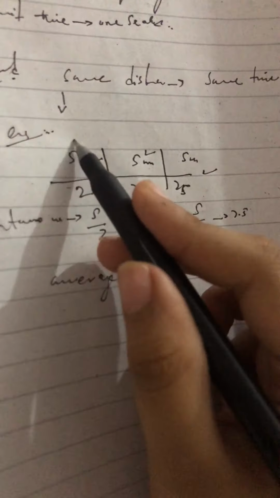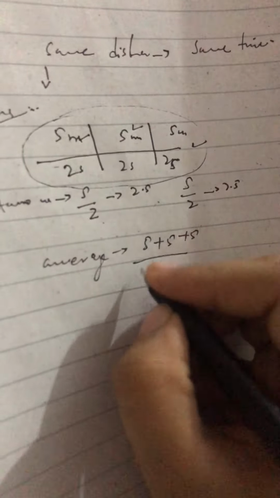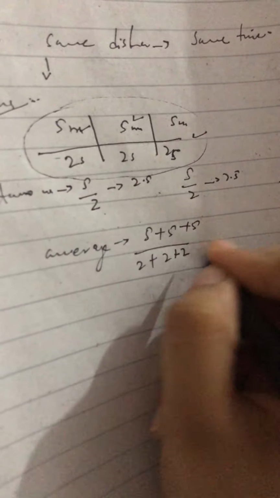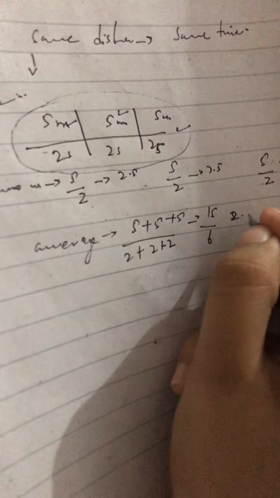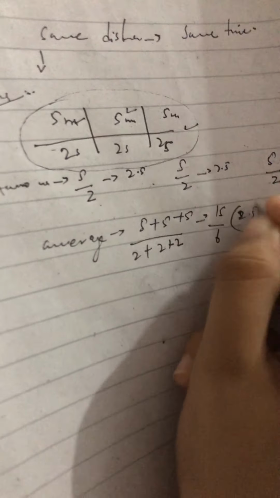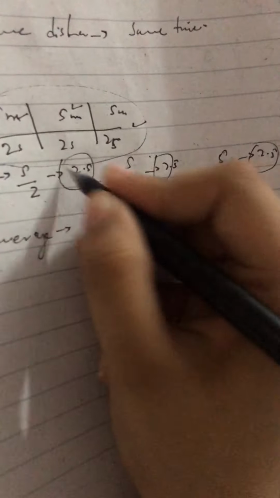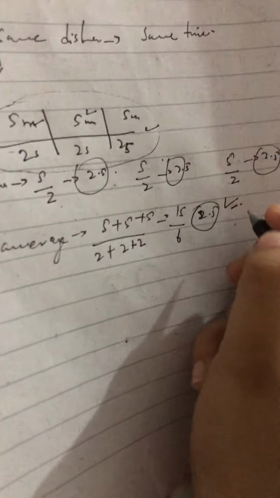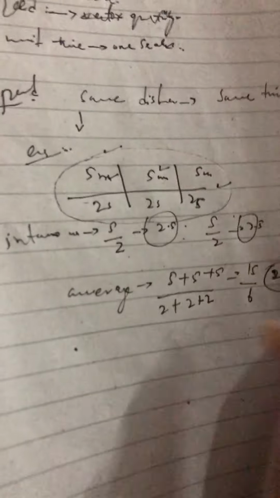What will be the average? It is the sum of all these: 5 plus 5 plus 5 divided by 2 plus 2 plus 2, it will be 15 upon 6, so that will be 2.5. So you can see the average speed, this, this and this are the same. So that will be called uniform speed. Same instantaneous and average speed is called uniform speed.